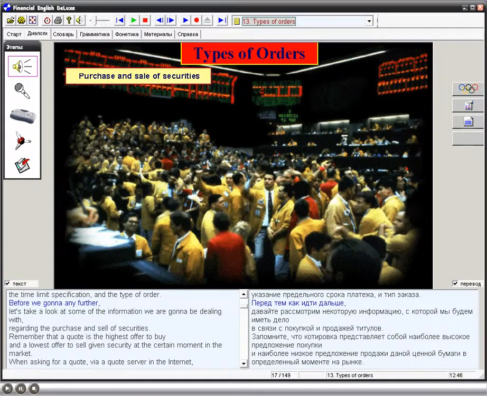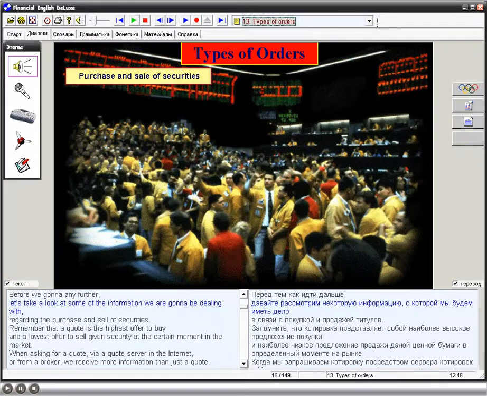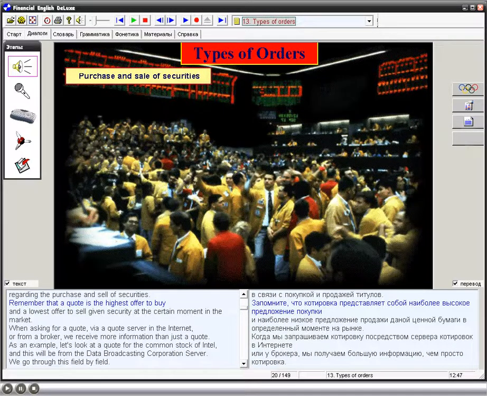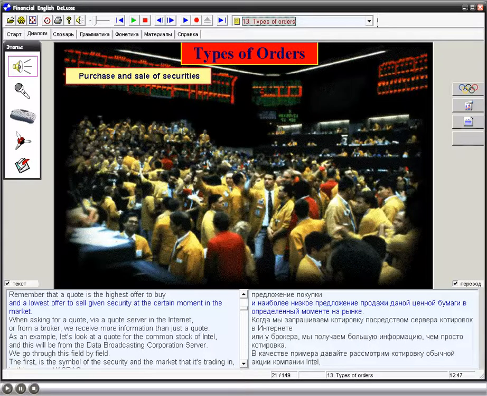Before we go any further, let's take a look at some of the information we're going to be dealing with regarding the purchase and sale of securities. Remember that a quote is the highest offer to buy and the lowest offer to sell a given security at a certain moment in the market.